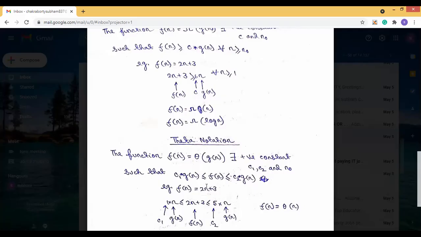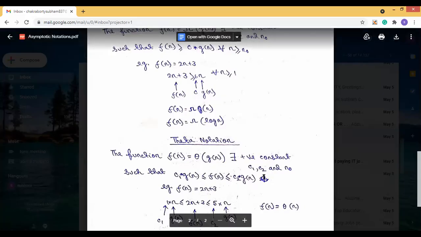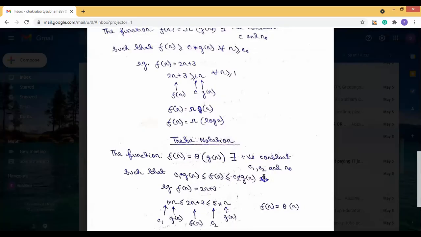So for this, we have to consider both the lower bound and upper bound functions. In that case, you can see it is written c1 of g(n) less than or equal to f(n), and it is less than or equal to c2 of g(n). That's why this is mentioned like that, because we are considering both. In case of theta notation, it is the average condition, so you have to consider both.